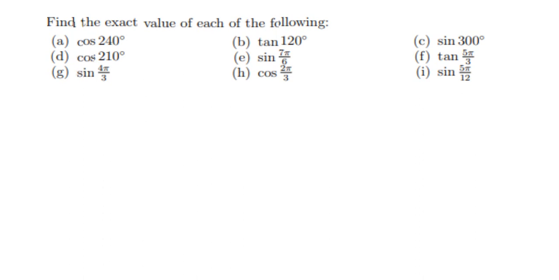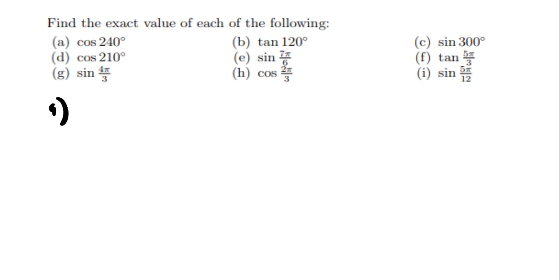So the first question is, find the exact value of each of the following. A, we are finding cos 240 degrees. So how are we going to solve this one? You're solving these without using a calculator. You're solving them based on what you've learned about special angles. So this 240, in which quadrant does it fall? You know that there are quadrants. Let's say this is our Cartesian plane.